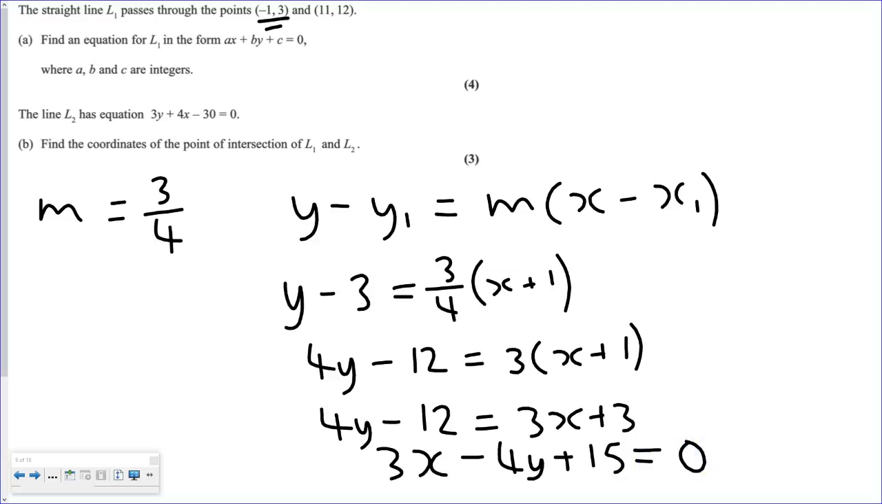Leaves me with that. If you had 4y minus 3x minus 15, that's absolutely acceptable. They're both the same thing, but just make sure that a, b and c are all integers, and it's in that form ax plus by plus c. So we're not looking for y equals mx plus c in this case.